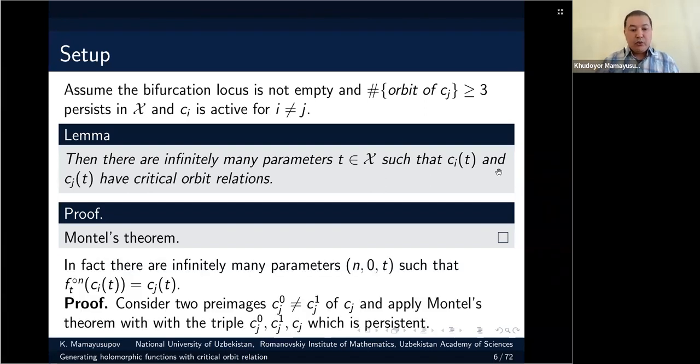In fact, we can say more. We can have infinitely many parameters t and corresponding n, such that the active critical point iterated n times lands at t_j. For this, you just apply Montel again. If you cannot have two distinct preimages, then you are already done, because one preimage is a critical point, and then it lands in one iterate on the other.